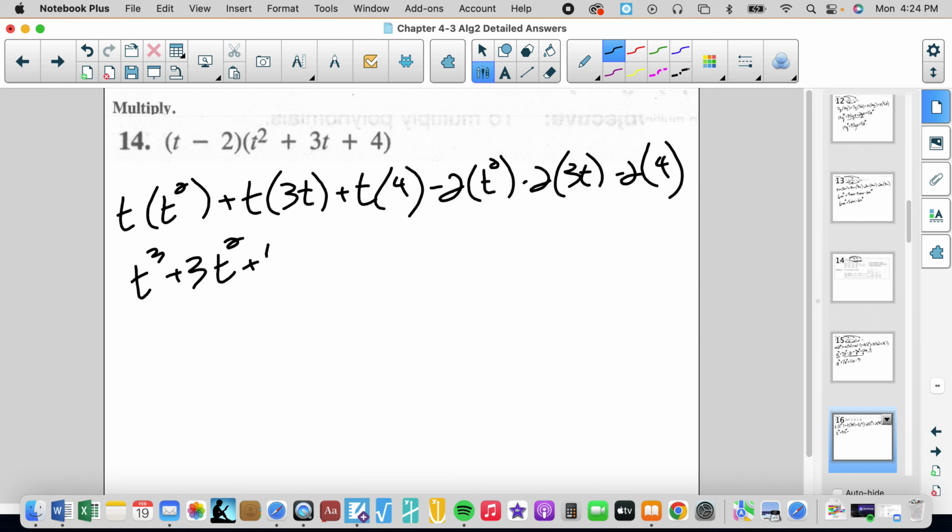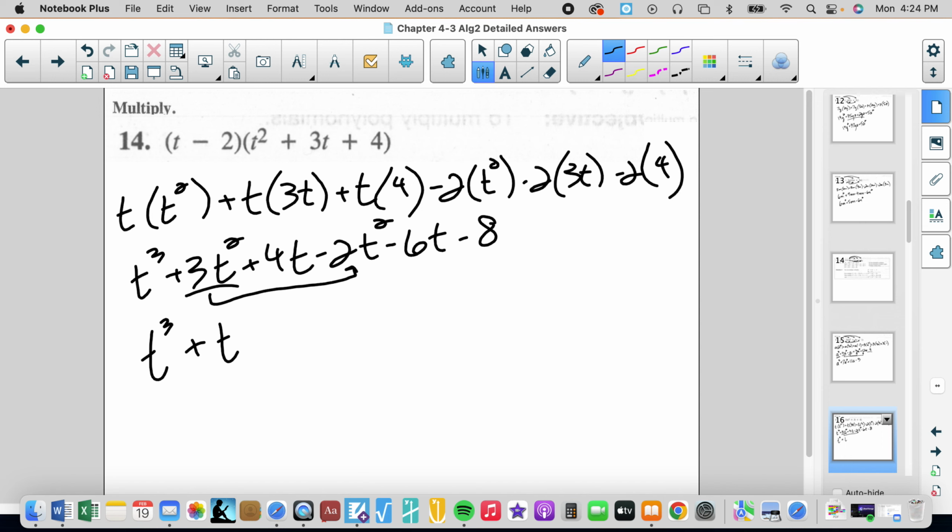3t squared plus 4t minus 2t squared minus 6t minus 8. T cubed doesn't have a partner. That's plus t squared. That's minus 2t minus 8.